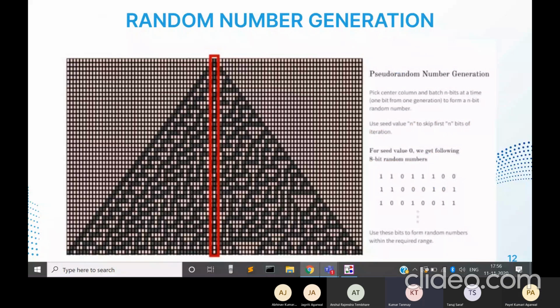To generate random numbers using rule 30, we use the center column and pick a batch of n bits and form the required n-bit random number from it. The next random number is built using the next n bits from the column. If we always start from the first row, the sequence of the numbers we generate will always be predictable, which is not what we want. To make things pseudo-random, we take a random seed value and skip that number of bits, and then pick batches of n bits and build the random numbers.